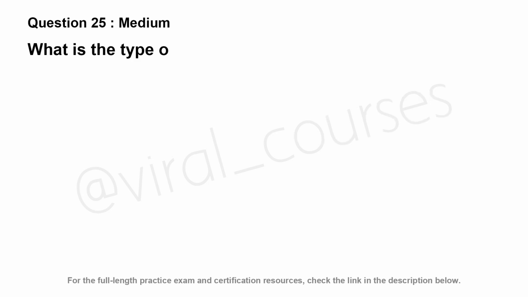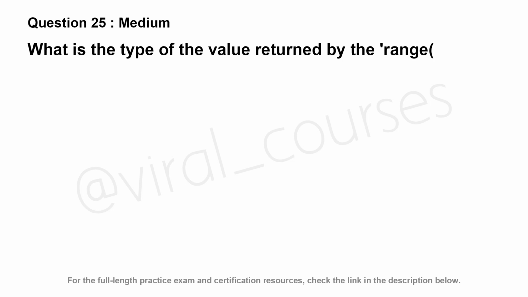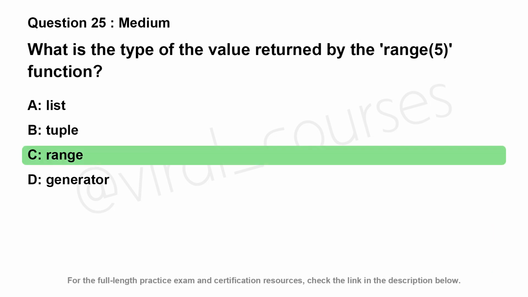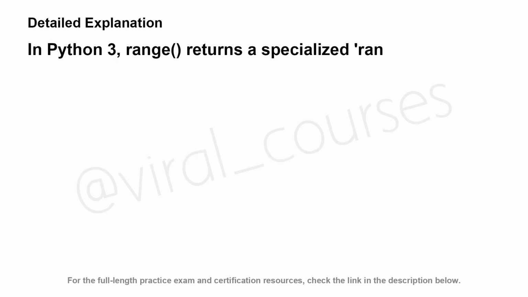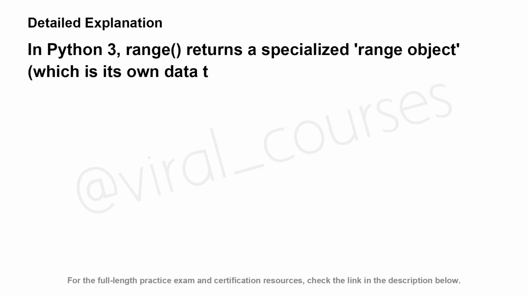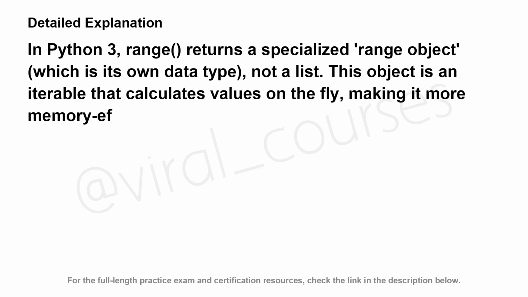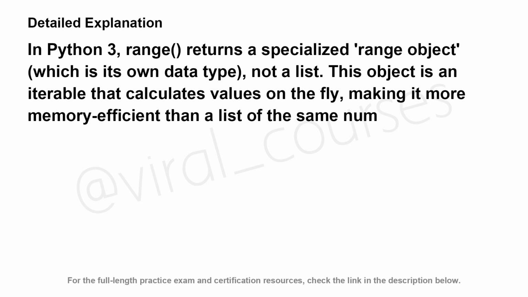What is the type of the value returned by the range(5) function? Option A, list. Option B, tuple. Option C, range. Option D, generator. The correct answer is C. In Python 3, range returns a specialized range object, which is its own data type, not a list. This object is an iterable that calculates values on the fly, making it more memory efficient than a list of the same numbers.